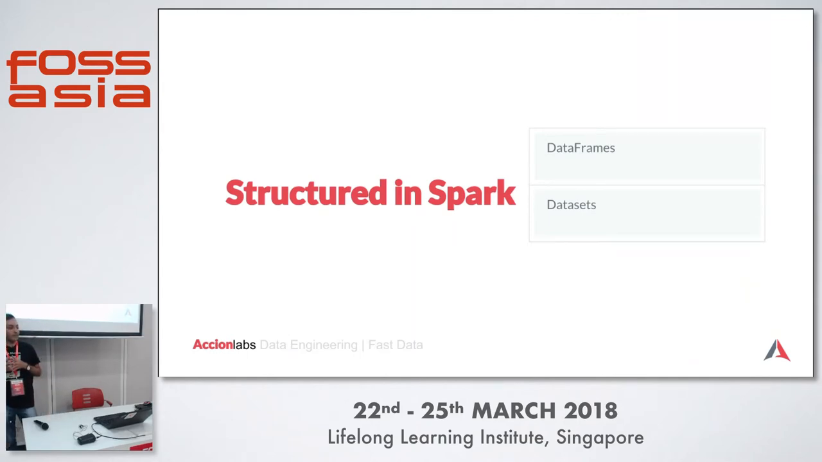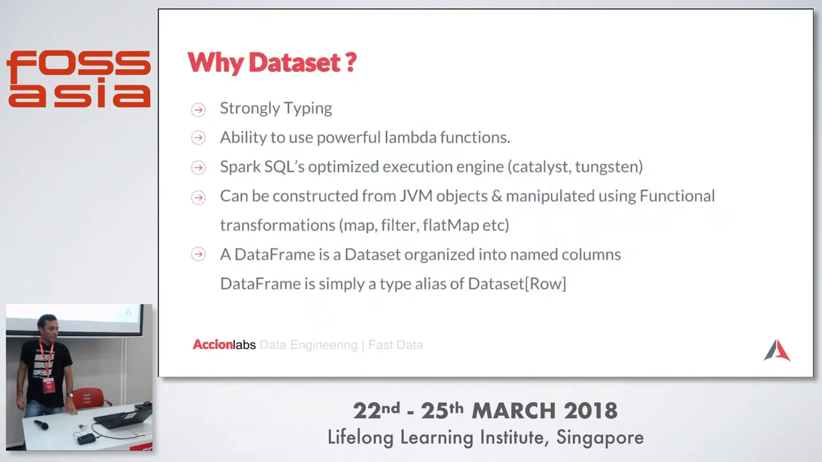Then we talk about structured APIs in Spark. What structured APIs does Spark provide? Spark provides you the DataFrame and Dataset APIs. So why do we use the Dataset? Because Dataset is strongly typed, with the ability to use powerful lambda functions. When I talk about powerful lambda functions, that does mean anonymous functions that take a function as an argument and return you a function, okay? And Spark SQL is optimized with execution engines like Catalyst and Tungsten.